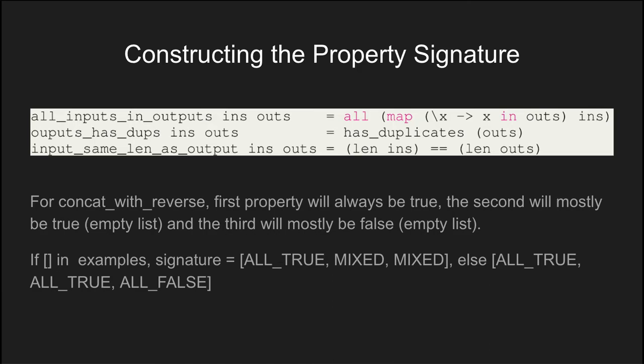If we have multiple input-output pairs, then we need to aggregate the results of a property across the pairs. If the property is always true on the pairs that we're looking at, we say that it has the value all true. And if the property is always false on the pairs we're looking at, we say that it has the value all false. If sometimes it's true and sometimes it's false, we say that it has the value mixed. The list of these aggregated results, which has as many elements as there are properties, is called the property signature. For the concat with reverse example, the signature will be all true, mixed, and mixed if the empty list is one of the inputs, and it'll be all true, and all false otherwise.